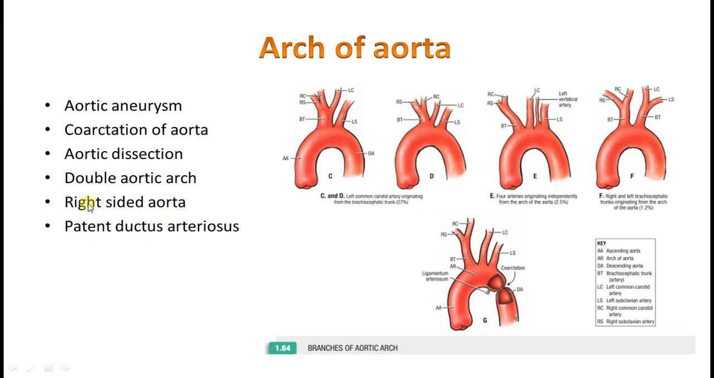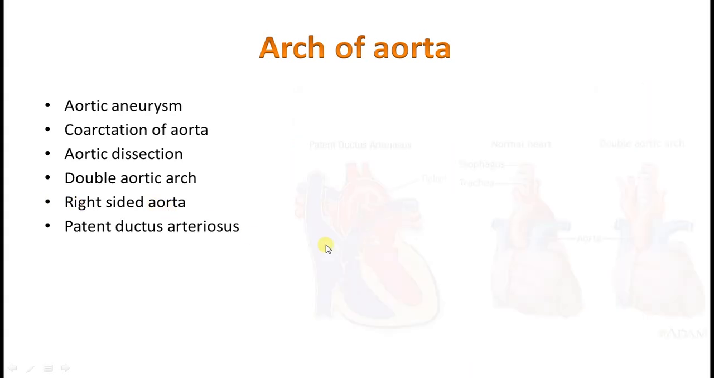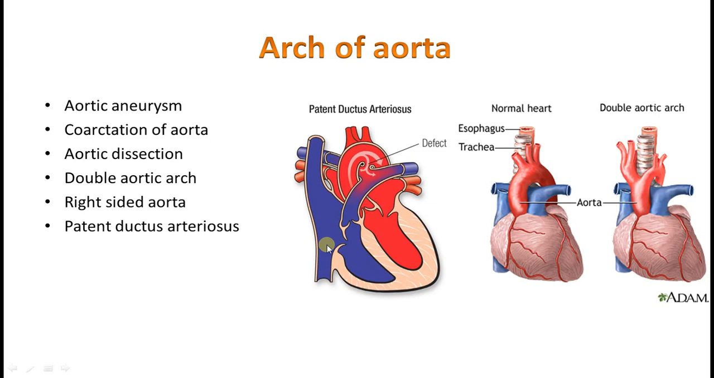Sometimes you see a right-sided aorta because, as in the last slide we have seen, the dorsal aorta. If the right-sided dorsal aorta is persistent, instead of the left persisting, the left disappears, and if the right-sided dorsal aorta is persistent, then the arch of aorta will be formed on the right side. Okay, that is called a right-sided aorta. So that is actually the patent ductus arteriosus. There is a communication between the pulmonary trunk and the arch of aorta. So definitely there will be mixing of oxygenated and deoxygenated blood.